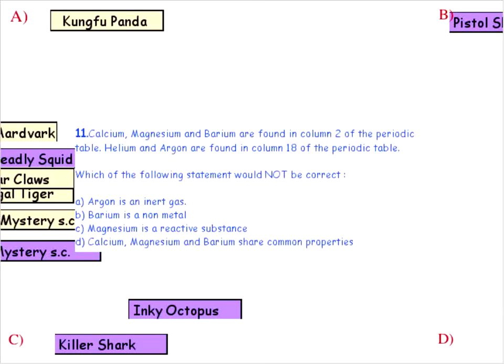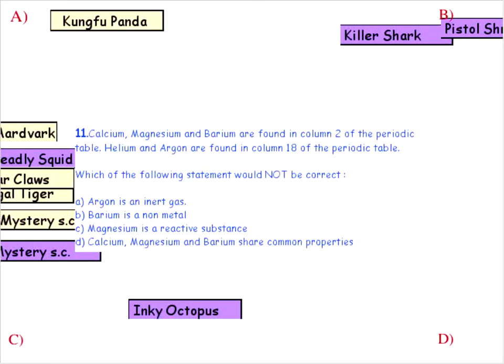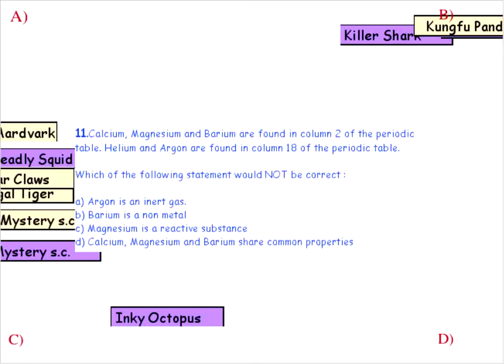Okay, so Pistol Shrimp says B, and then we've got 2 B's, 1 A. Inky Octopus, are you on C? Oh, sorry, maybe I moved it. Can you move it now?